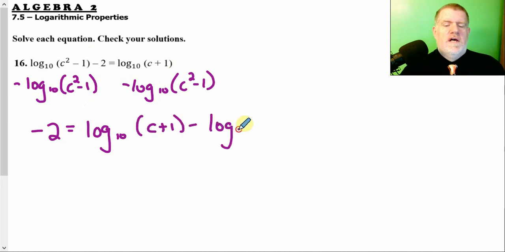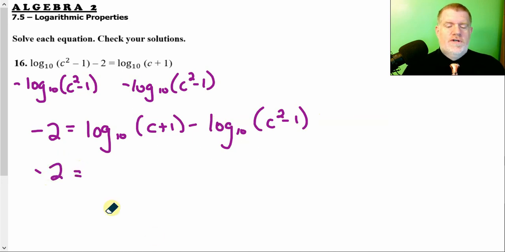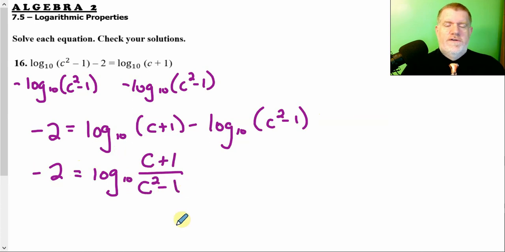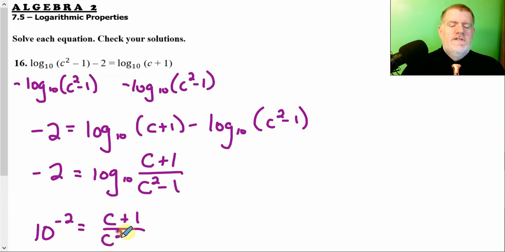Minus log base 10 of c squared minus 1. Right. When I subtract logs, I can divide. I get c plus 1 over c squared minus 1. And here I am. Here's my base. Here's my singleton number. So it's 10 to the negative 2 equals c plus 1 over c squared minus 1.